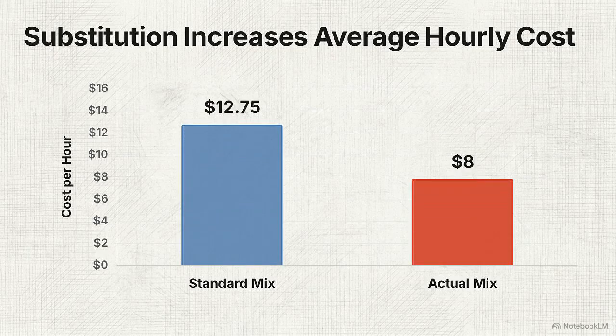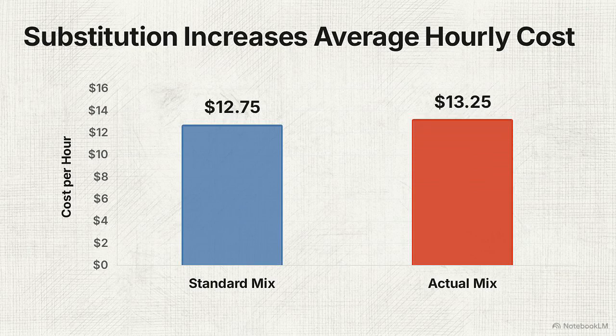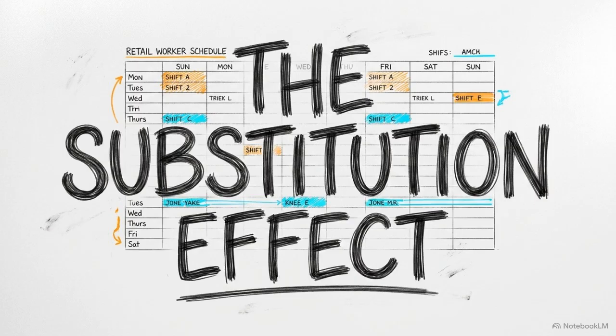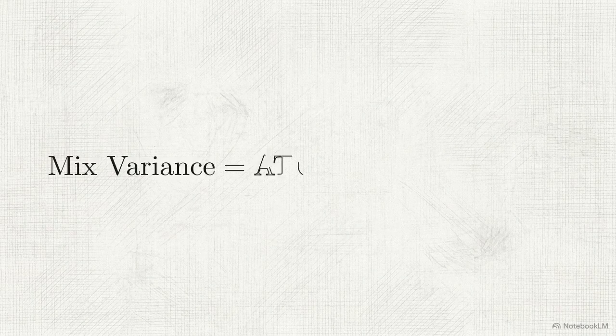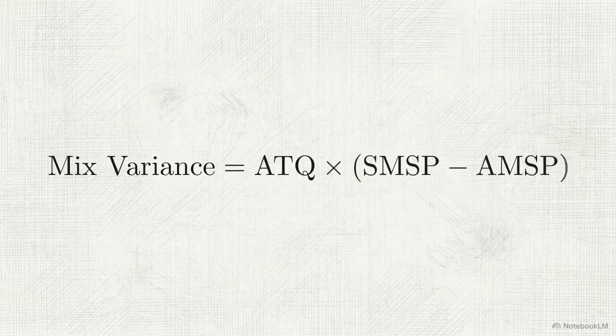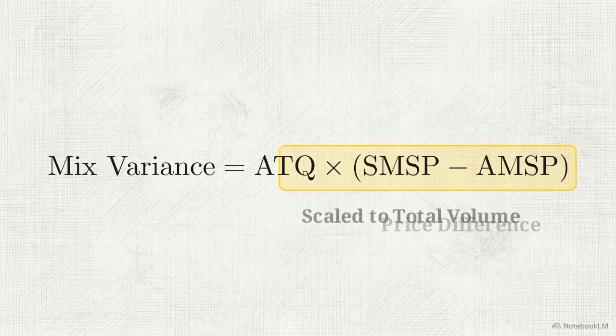The store utilized a higher proportion of expensive manager hours relative to the cheaper warehouse hours, driving the average hourly cost upward. Finding the difference between the SMSP and the AMSP is the exact mechanism that isolates the pricing impact of substituting one labor tier for another. With these weighted averages established, we can calculate the exact dollar value of the substitution. The mix variance equals the actual total quantity multiplied by the difference between the standard mix price and the actual mix price. The formula takes this variance in our weighted averages and scales it by the actual total inputs consumed.